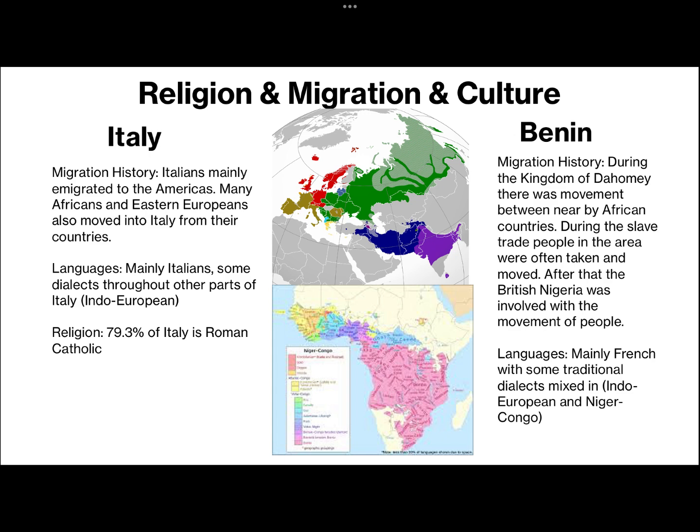In Benin, the migration history starts during the Dahomey Kingdom, where there was a lot of movement throughout Africa. This then goes into the slave trade, where many people were moved and taken away. After that, the movement inside the area of Africans. The language spoken there is mainly French, but there are some mixed dialects in there. This is Indo-European and Niger-Congo.